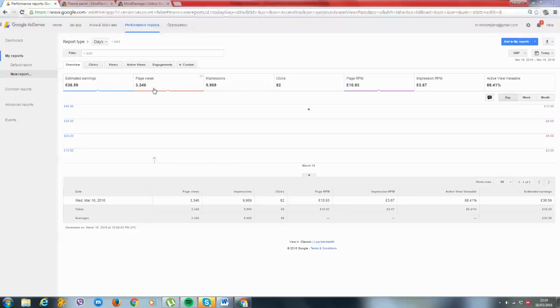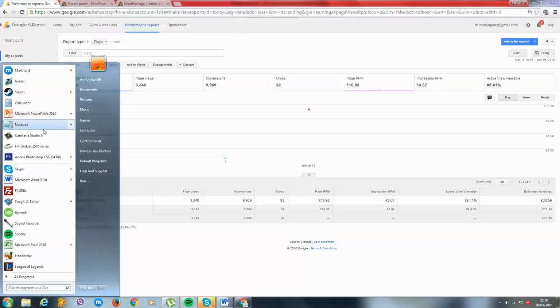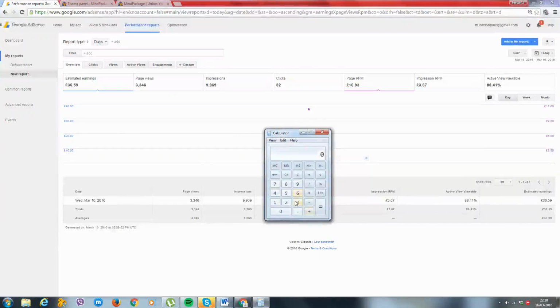So 3,346 people entered my site, but because I had 3 ad placements, 3 ads were presented to one person. So this number is kind of times 3, and this is what has been generated. Let's just actually put that into the calculator and see how accurate it would be.